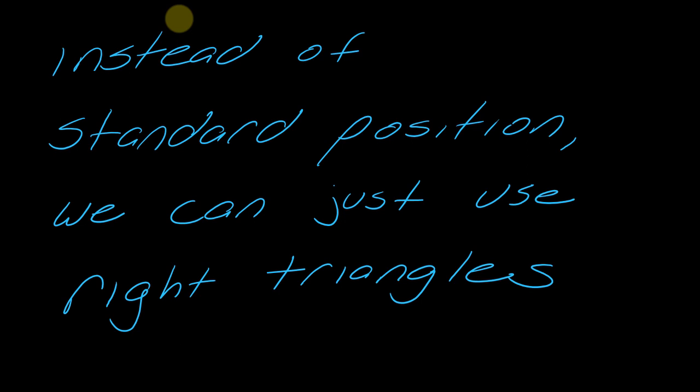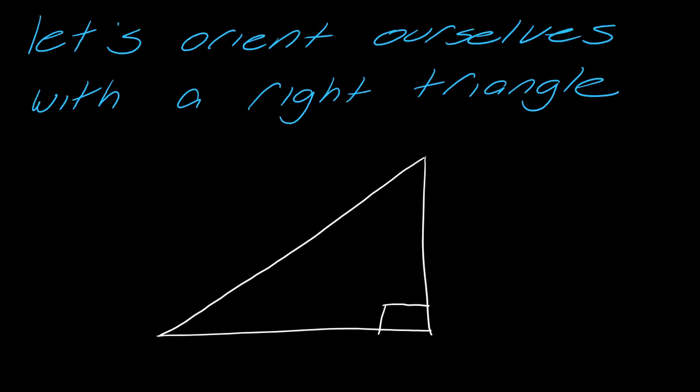But instead of using standard position to go through all this work, we can actually just use right triangles. And so that's what we're going to talk about in this video. So the first thing I want to do is just orient ourselves with the right triangle. So here is the right triangle, ta-da. And so we're going to label the sides like this, A, B, and C.